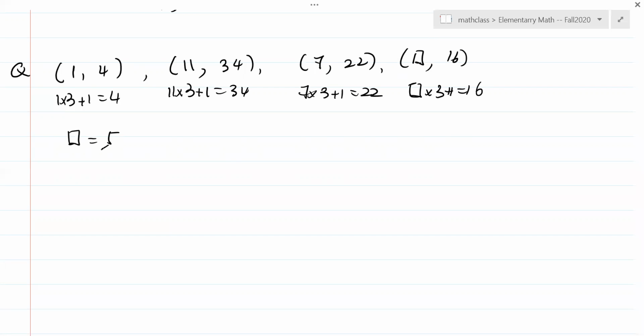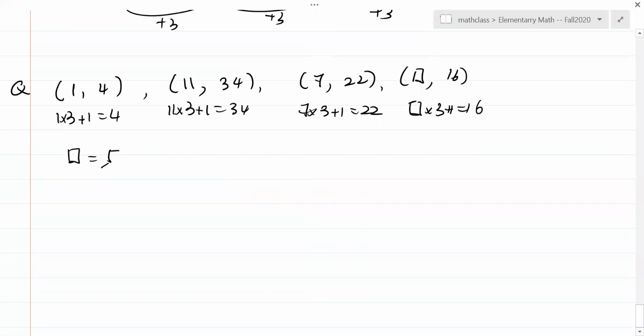I just add the 1. 3 times 5 plus 1 is going to be 16. So this is more difficult. It's not a simple relationship between the two numbers in each pair. They are actually going to be a multiple of 3 plus 1. Multiple of 3 plus 1, like 3 times 7 plus 1. So that's why 3 times 5 plus 1 is 16. That is a little bit difficult to figure out.